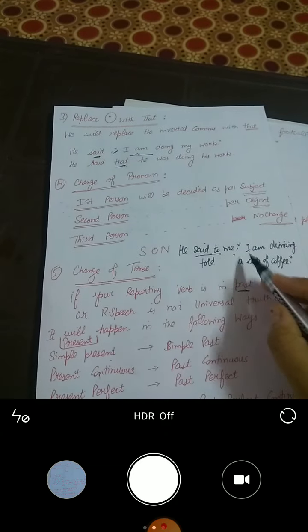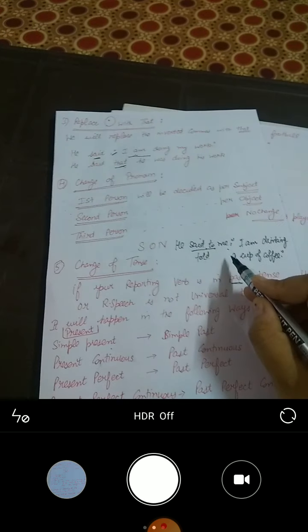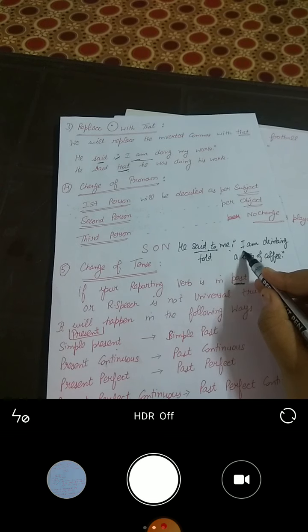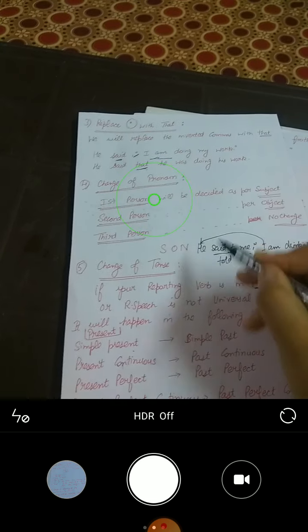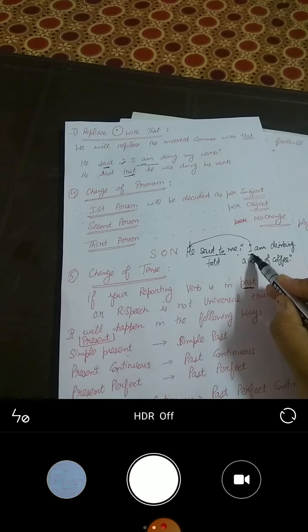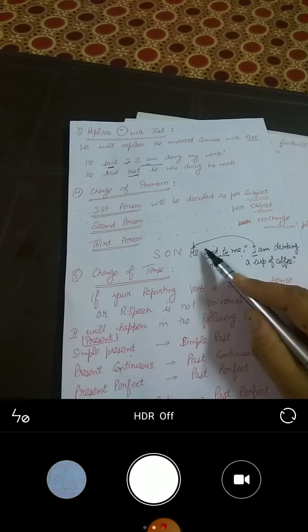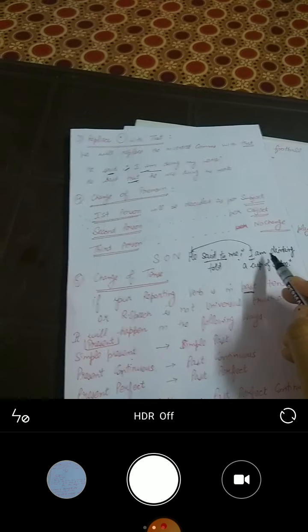So he told me, and in order to remove the inverted commas, you will use "that" here. And now the first person will change according to the subject. So here it will come, he said to me. So we will change I into he, means the first person will be changed into the subject, he.